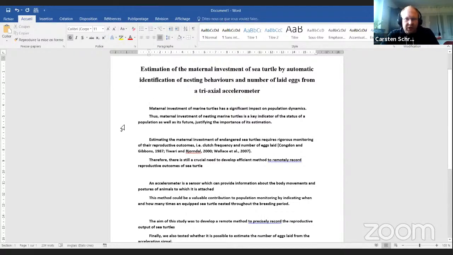The only thing I have to say again is I think this paper could be more general, and that means not start with sea turtles immediately. So that might make it more interesting for a broader audience. I always recommend to put the study species as late as possible.